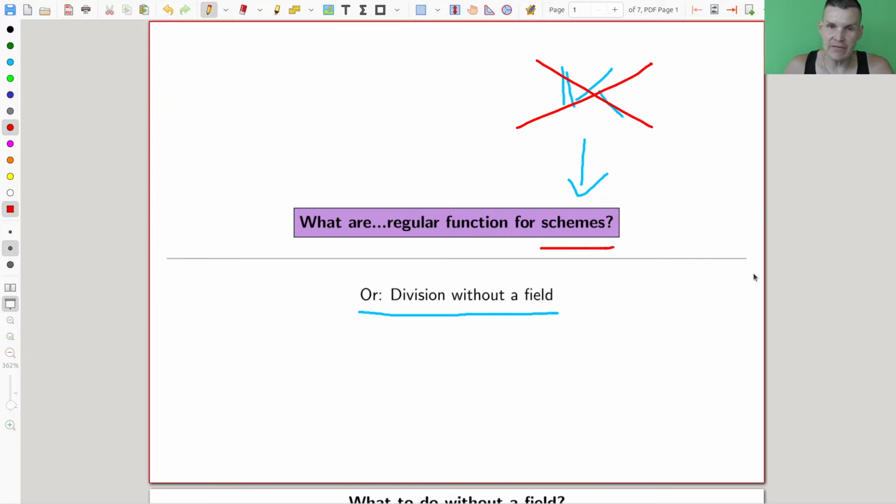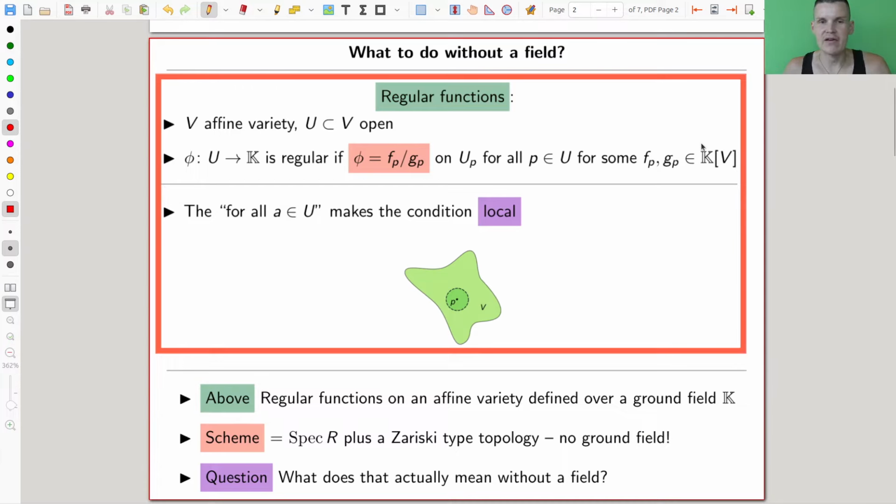And yeah, regular functions, as a reminder, had some ground field going on. There was a map to the ground field. But if you want to ignore the ground field, how do we do that? Yeah, let's see what we do. Okay, so what to do without a field? It's kind of the same question. Let me say that again. A scheme is like a kind of field-free version of a variety.